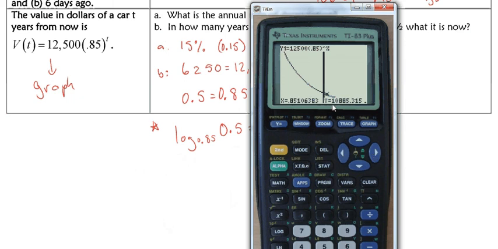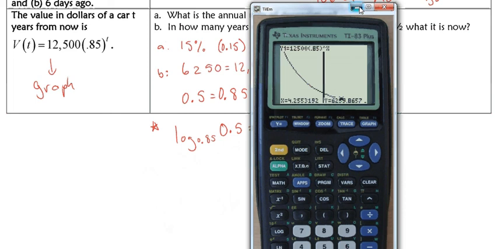I'm going to start clicking along. Notice my y values are getting smaller. We're looking for the number closest to 6,250. Right now we're at 6,700, 6,400, 6,200 and something. That's probably the closest we're going to get. Remember, x is standing for, we plugged in x instead of t, the number of years. So it looks like it's going to be right around 4.25 years.